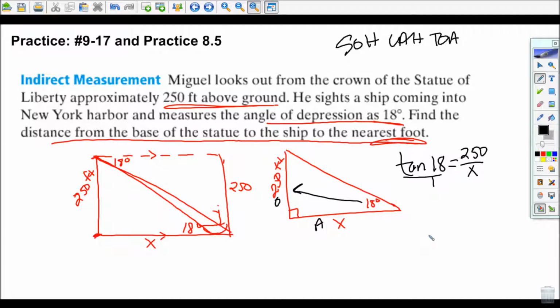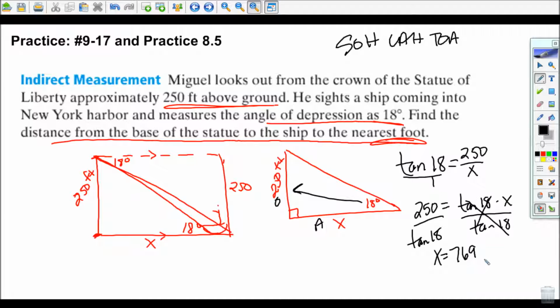So we're going to cross multiply and get 250 equals the tan of 18 times x, and then divide by the tan of 18. So x is going to equal 769.42, round to the nearest foot, so that's going to be 769 feet.